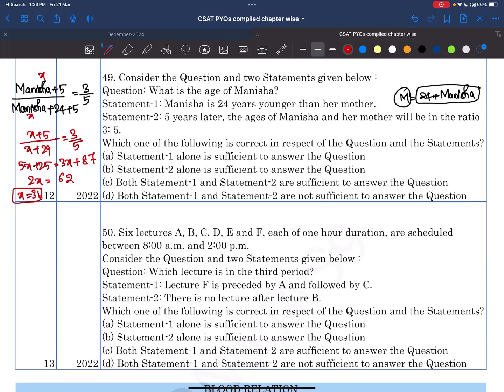The question is just asking whether statement 2 or statement 1 is sufficient or not. See, from statement 1, we only got the equation between mother and Manisha, right? But by taking statement 1 and statement 2 together, we got the ratio. We know the relationship between mother and Manisha, right? By combining statement 1 and 2, we got the value X is equal to 31. That means we require both the statements.